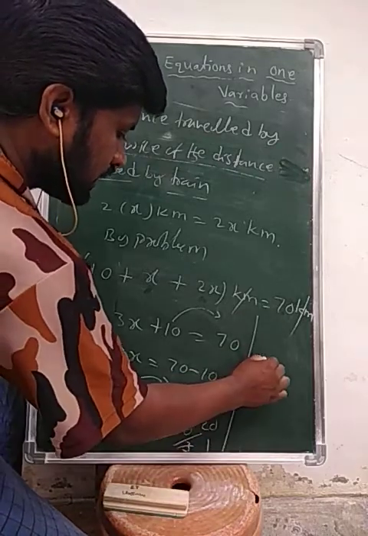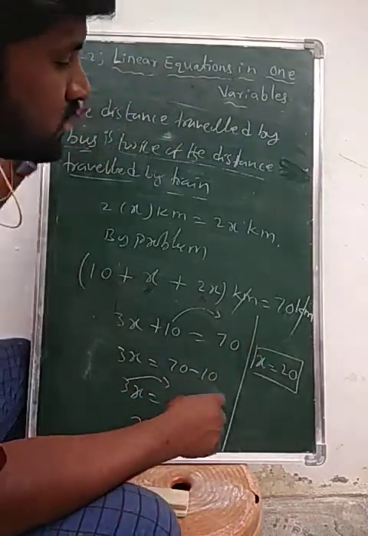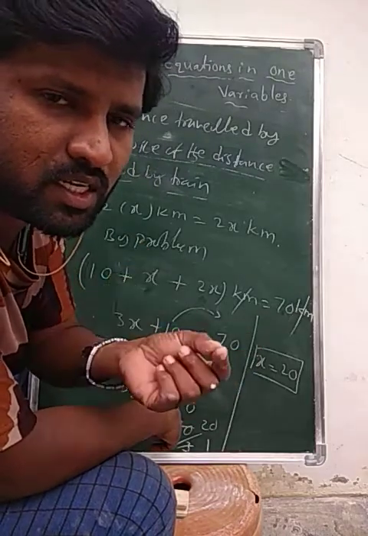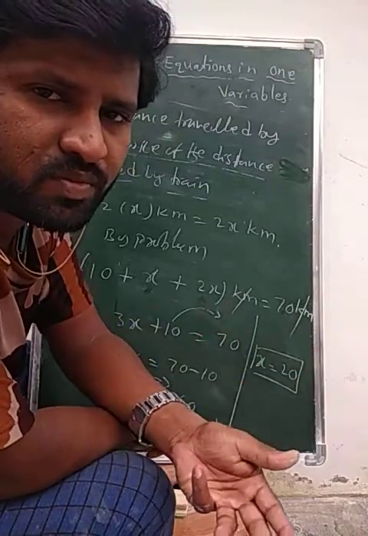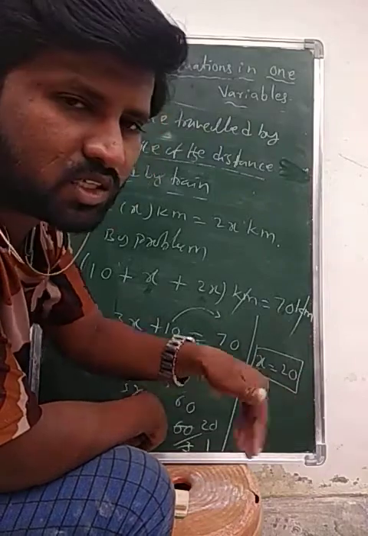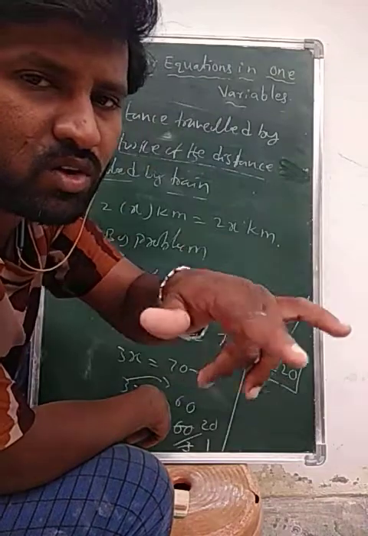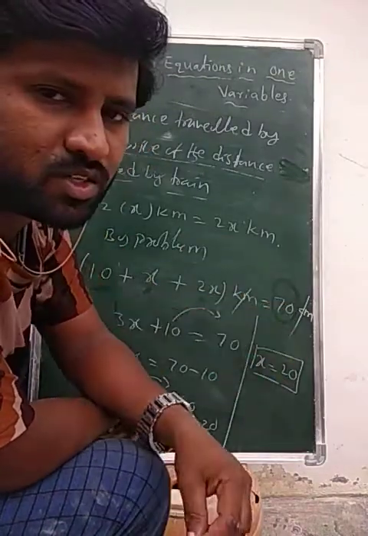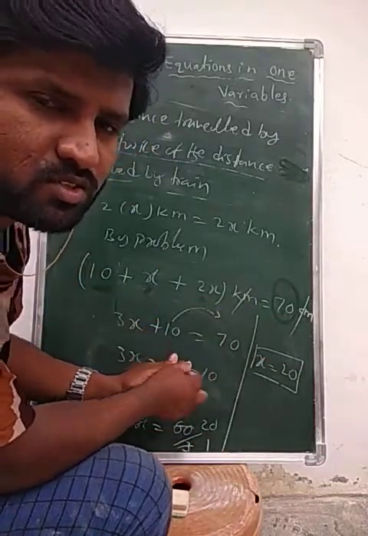So x is equal to 20. The distance traveled by train is 20 kilometers, and by bus it is twice the train, so 2 into 20 is 40 kilometers by bus. 40 plus 20 is 60, and by walk he covers 10 kilometers. So the whole journey is 70. So this is the required answer for this question. Okay students, thank you.